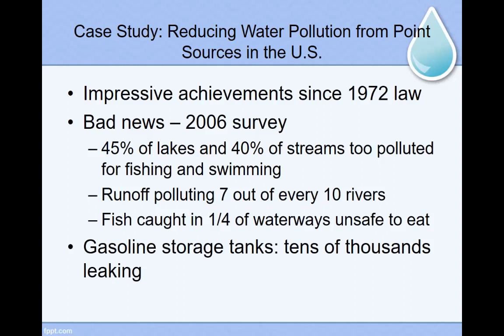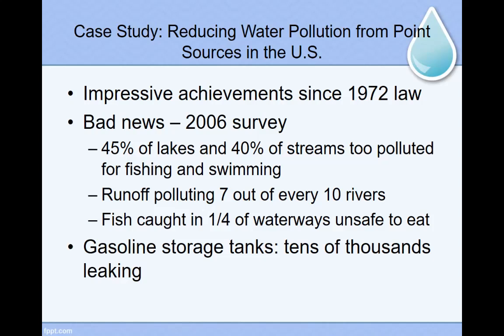Okay, time for the bad news. In a 2006 survey, 45% of lakes and 40% of streams were too polluted for fishing or swimming, meaning that we as humans couldn't eat the fish out of them and couldn't go swimming in them without risking getting sick or ill. We have runoff polluting 7 out of every 10 rivers. So 70% of all of our rivers are suffering from fertilizer or pesticide runoff that's causing problems with the pH and overall chemical makeup of the water.